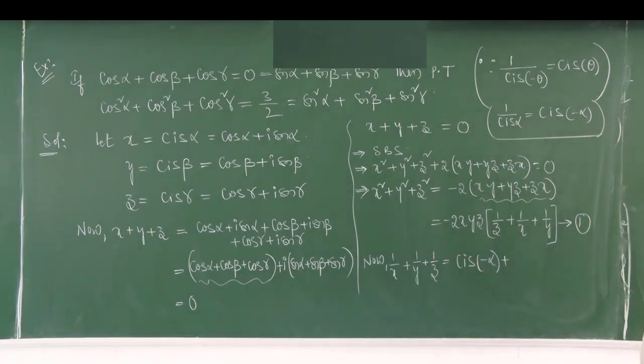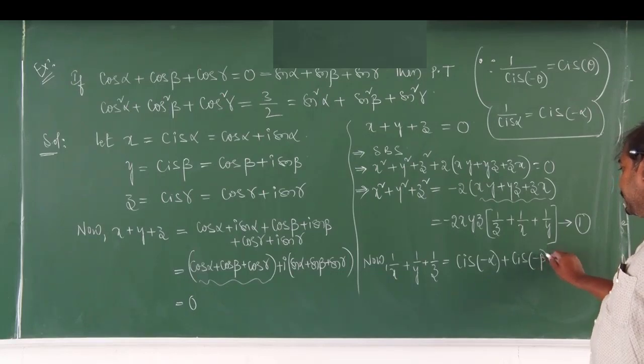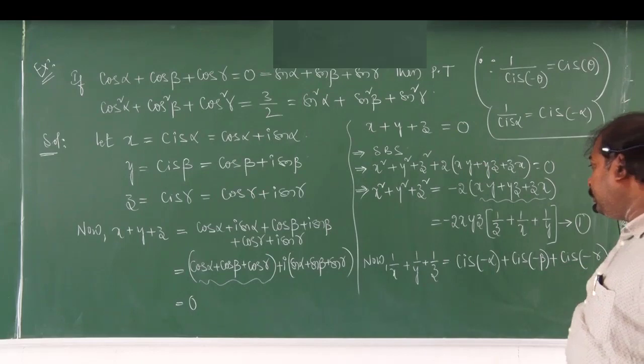Next, tell me 1 by y. 1 by y means 1 by cis beta, which I can write as cis of minus beta. Similarly, the last value is cis of minus gamma.